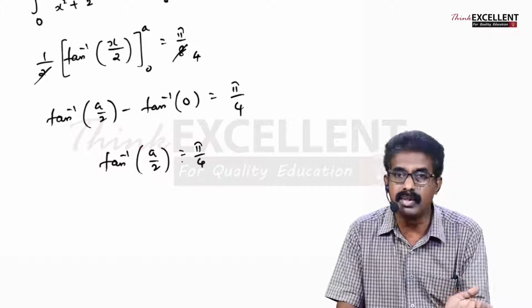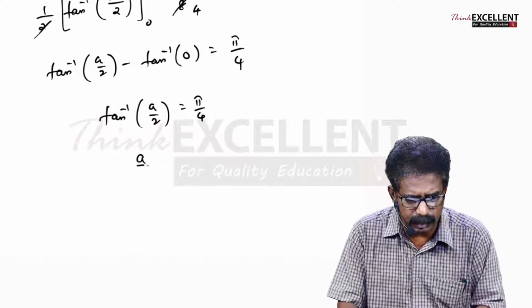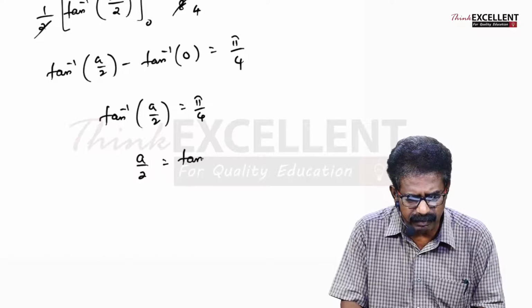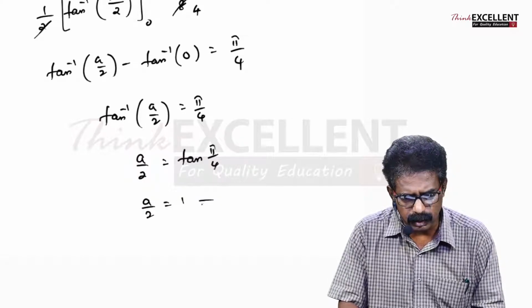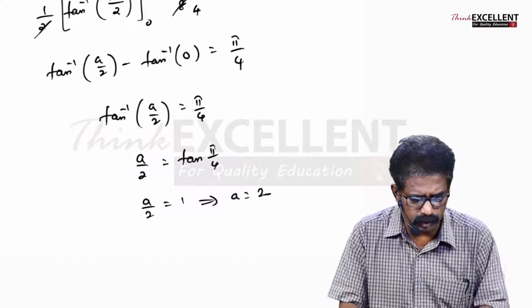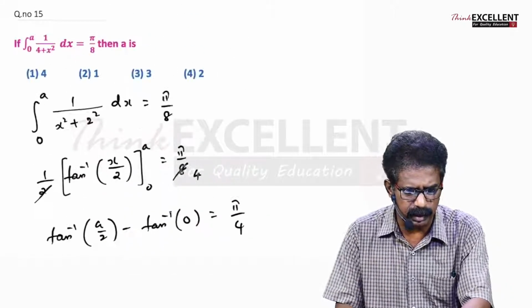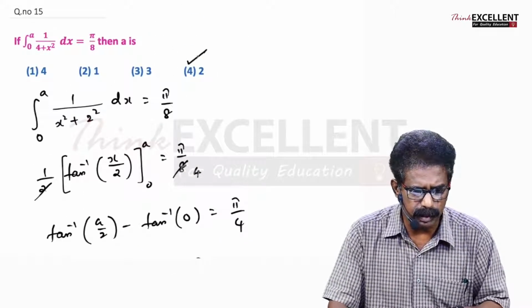Take this tan inverse to that side, you will get a by 2 is equal to tan pi by 4, tan 45. Tan 45 is 1. So you are getting a is equal to what? 2 into 1, right? Cross multiply. So option number 4.